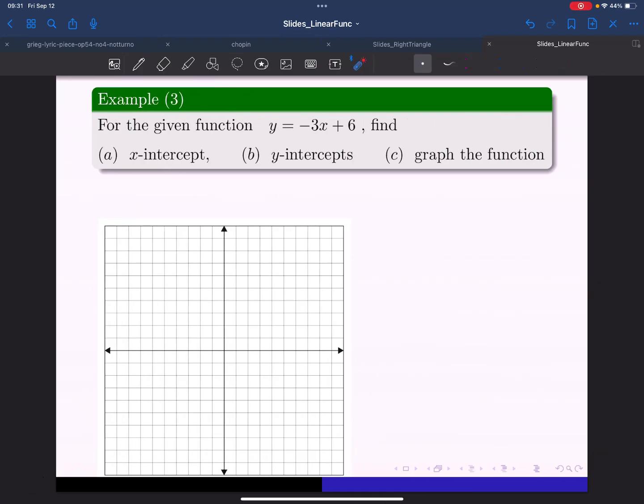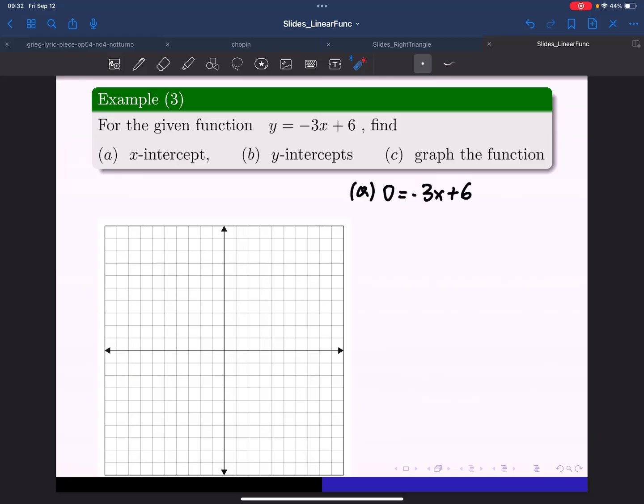Example 3, exactly the same. Y is equal to minus 3x plus 6. We want to find the x-intercept, the y-intercept, and graph the function. To find the x-intercept, we set y to 0 and solve for x. So for part A, we have 0 is equal to minus 3x plus 6.